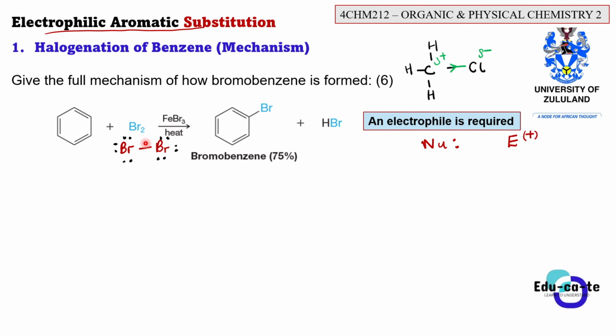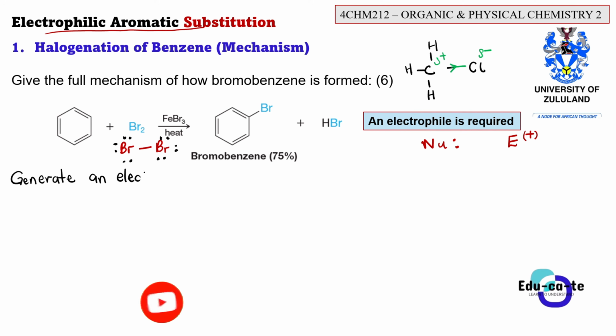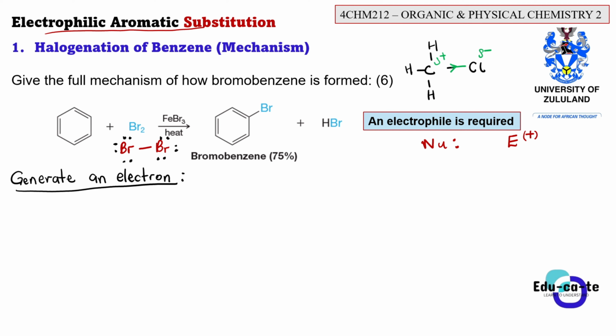But when you look at Br and Br, they are the same atoms, they are pulling the same way, so there is no electrophile there. So an electrophile is required. So the first step is to do what? To generate an electrophile. That's the first step in this mechanism. So the first step, I will write here, is to generate an electrophile, because we can see that in our Br2 there is no electrophile there, because both atoms are pulling the electrons in the same way. Okay, they are the same.